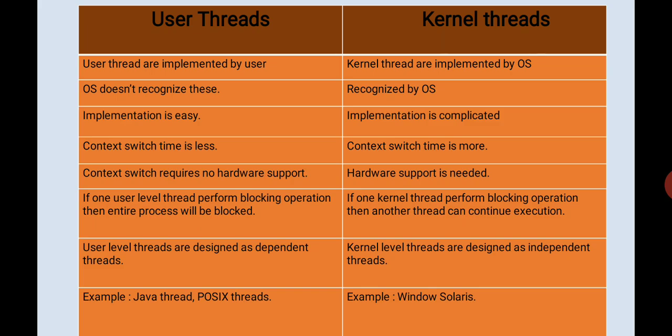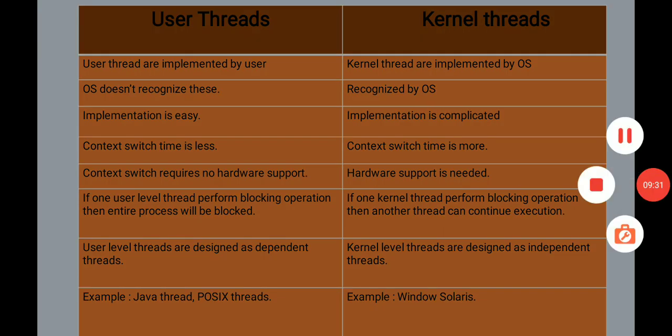The user threads are dependent. That is why, when one user thread blocks, the entire process gets blocked. Whereas a kernel thread is independent, that is why if you block one kernel thread, it doesn't affect another thread. And what are the examples of these? User thread examples are Java threads and POSIX threads, and kernel threads are made for Windows and Solaris.